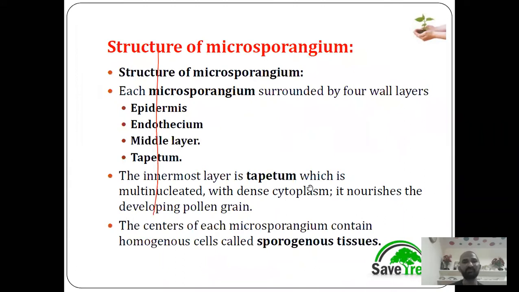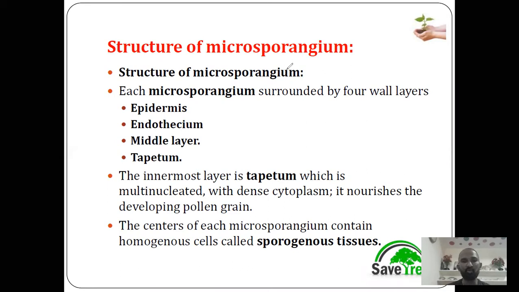Now coming to the structure of the microsporangium. The development found in the sexual reproduction of the flower is mainly divided into two phases: one is microsporogenesis and the second is megasporogenesis.